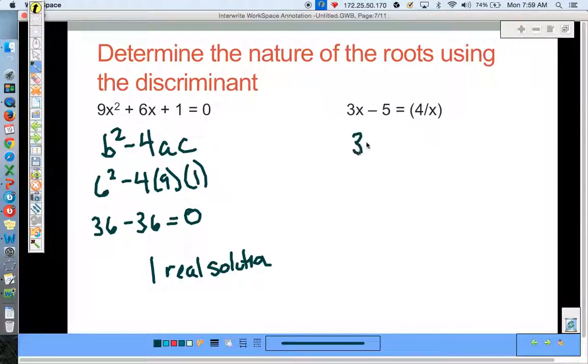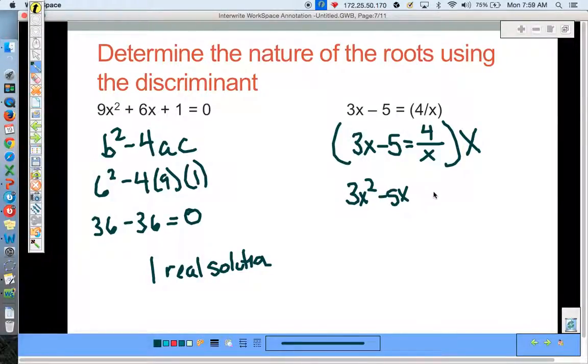Now this one, well, let's see. I'm going to write it with our fraction looking something like this. We have to get that x out of the denominator and set it equal to 0. So we'll multiply by x. So we have 3x squared minus 5x equals 4. Set it equal to 0.